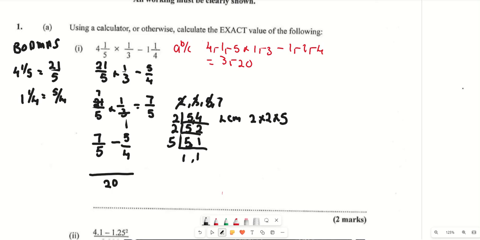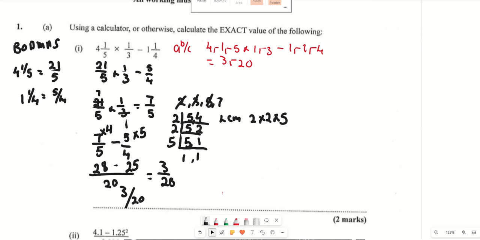When you're subtracting, compare your denominator with your LCM. How many times can my denominator go into my LCM? How many times does 5 go into 20? 4 times. So you multiply the numerator of that fraction by 4. 7 4s are 28. How many times can 4 go into 20? 5 times. You multiply the numerator of that fraction by 5, so 5 5s are 25. So you're subtracting 25. 28 minus 25 is 3, so it's going to be 3 over 20, and that would be your answer for this question, and that is the same answer you got in your calculator.